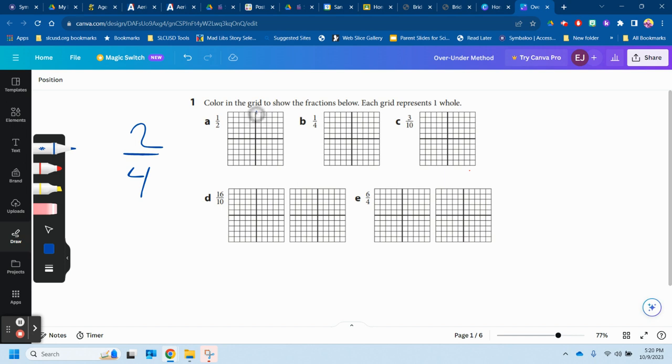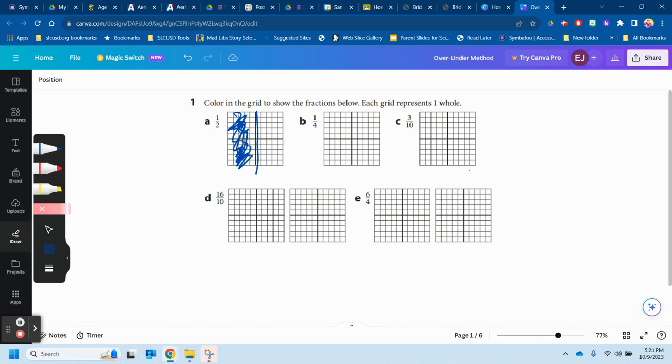This line right here represents half. Half means there are 2 pieces, and I've shaded in one of the 2. Denominator, how many pieces it's cut into. Numerator, how many pieces I have. Size of the piece, number of pieces I have, okay?